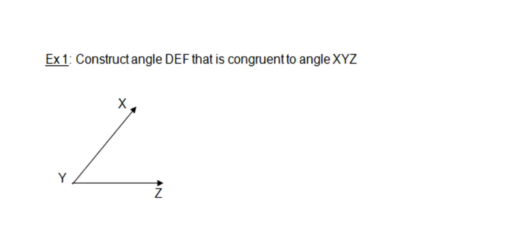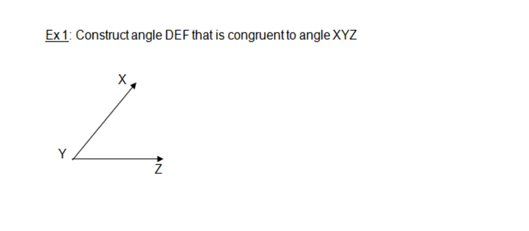All right, the next construction that you're going to need to know how to do is to construct an angle that is congruent to a given angle. I personally think that this is one of the toughest constructions out there, but maybe you'll disagree with me, and I hope that you do. All right, so number 1 says construct an angle DEF that is congruent to the given angle XYZ.